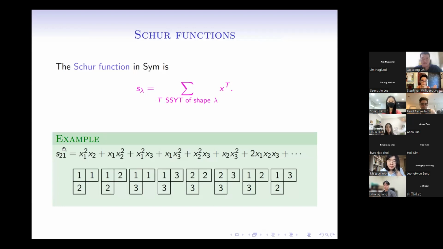So say I wanted to compute s21. Then I'm going to make all of my semi-standard Young tableaux of shape 2, 1. Here are all the ones that have the numbers 1, 2, and 3. And then I'm going to make the monomials corresponding to them and add them all up. So this one here is going to give me x1 squared x2. This one here is going to give me x1 x2 squared. And then if I move all the way along to the right-hand side, this one will give me x1 x2 x3, and this one also will give me x1 x2 x3, giving me a multiplicity of 2 x1 x2 x3, just as we saw in Jiangsu's talk yesterday.